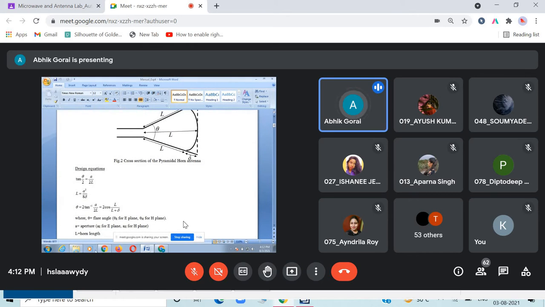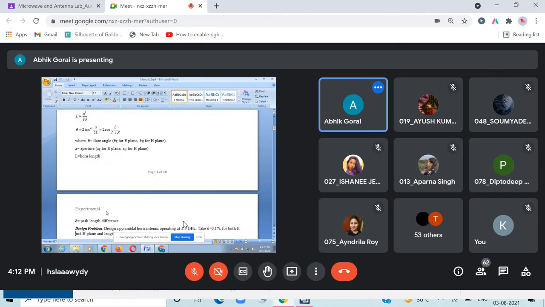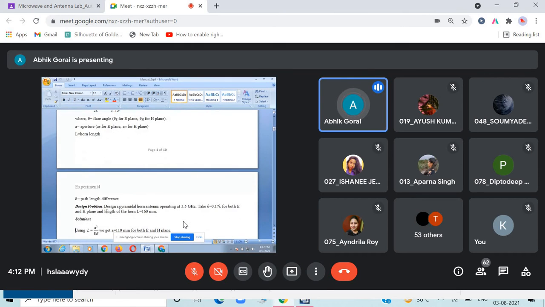You can find these design equations in any standard textbook. And the design problem that I have taken is like this: I have taken delta equal to 0.17 lambda, where lambda is the wavelength corresponding to the operating frequency, that is 5.5 gigahertz, for both E and H planes, and the length of the horn L is equal to 160 mm.